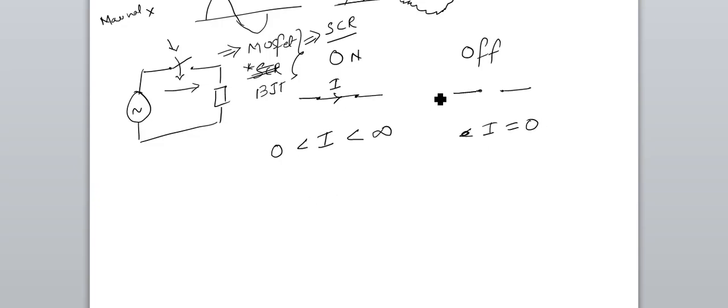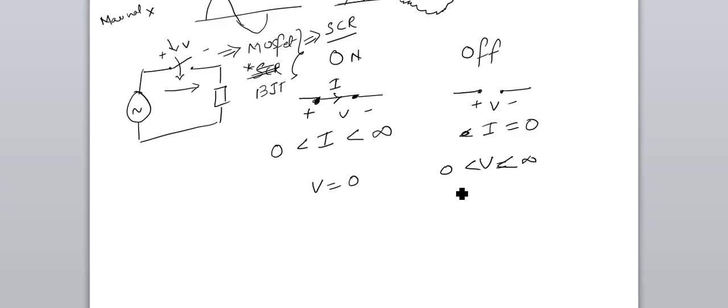Now, talking about the voltage across the switch. I am talking about this voltage. During the on condition, as these two points are shorted, the voltage will be 0. And if you talk about these two points during the off condition, the voltage can vary from 0 to infinity.